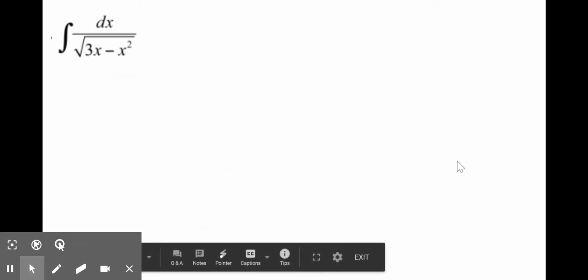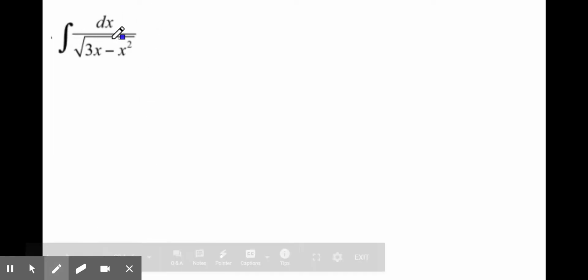All right, and one more here. So here we have the integral of dx over radical 3x minus x squared. Again, this is another one you really can't do anything with. You can't let u be 3x minus x squared, which certainly would be your first instinct. Its derivative is 3 minus 2x. That's not going to help you at all.